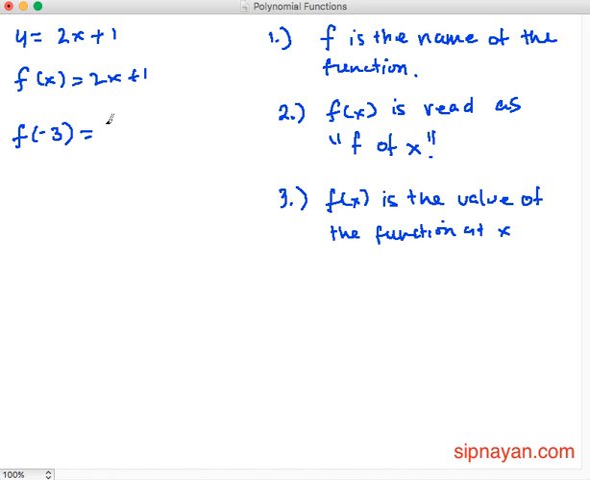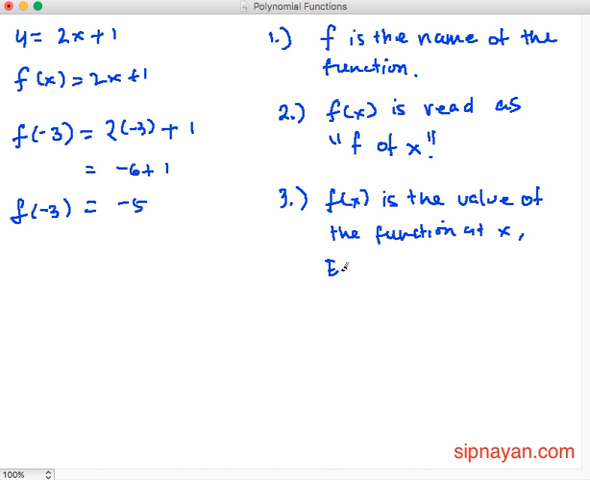So magiging 2 times negative 3. Sa-substitute natin yung x natin ay negative 3. So, ibig sabihin lahat ng x natin dito, papalitan natin ng negative 3. So, 2 times negative 3 plus 1. This is negative 6 plus 1, which is equal to negative 5. So, ang f of negative 3 natin is equal to negative 5.